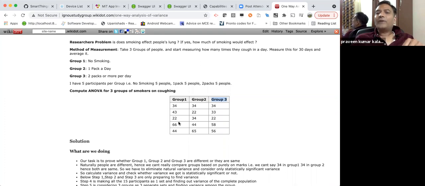So within the group, what we have is a natural variation, right? And I'm not interested in natural variance. I'm only interested in this group related variance. So the lesser I have within the groups, the better for me. The more I have between the groups, the better for me.